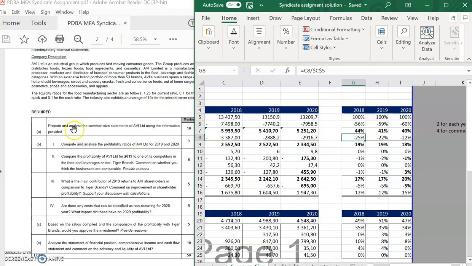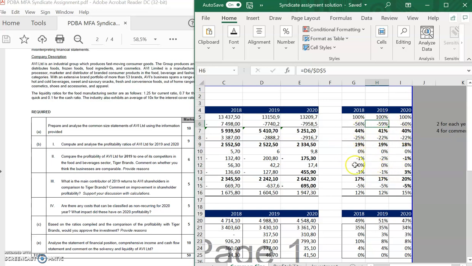If you noticed carefully what it says here, a lot of students also miss this. It says prepare and then analyze. So we were supposed to have prepared these, but we were also meant to comment and do a bit of an analysis. One thing you should notice when we ask you to analyze the common size is that you don't have to analyze all the lines, especially those that are not material.